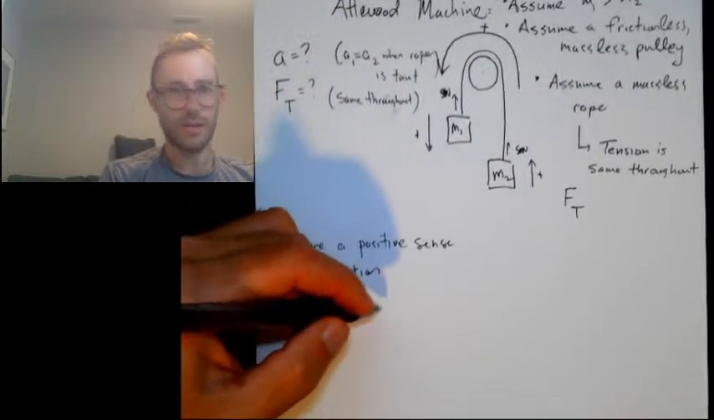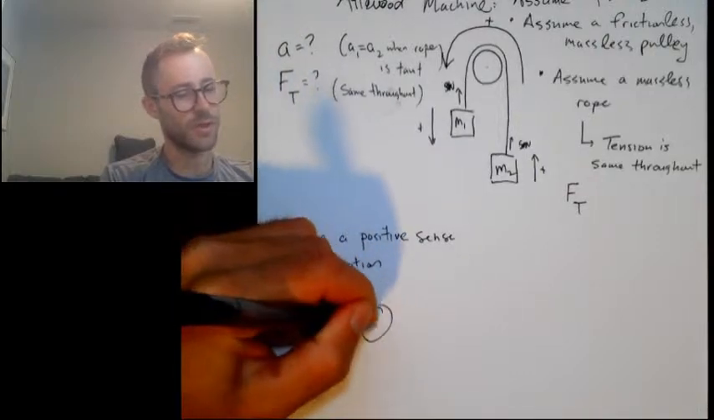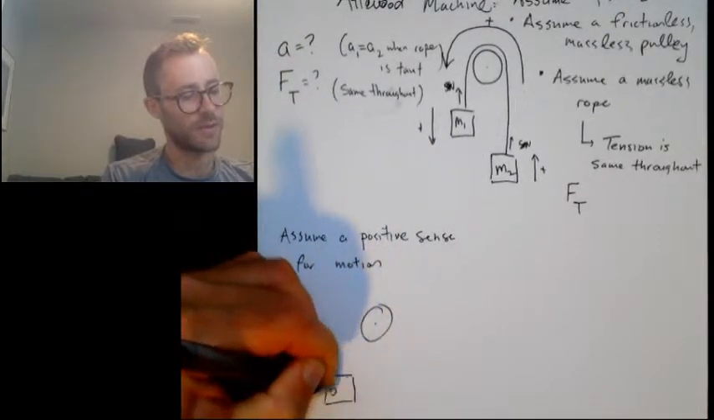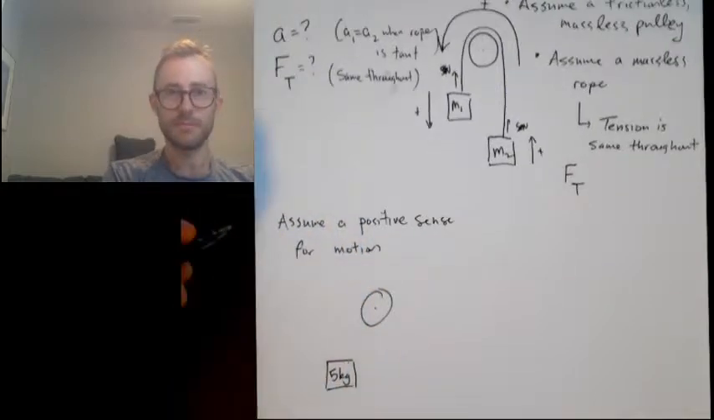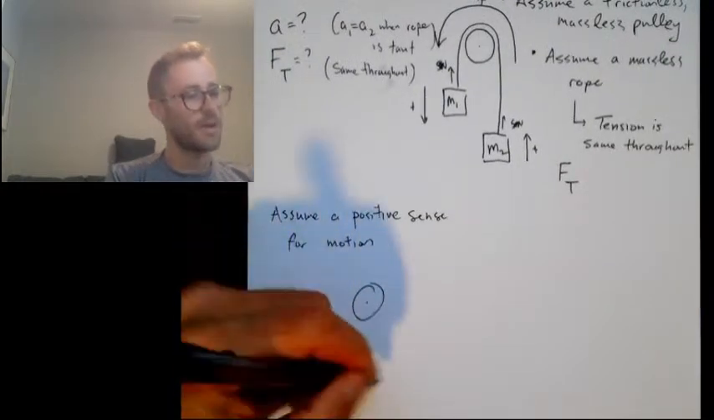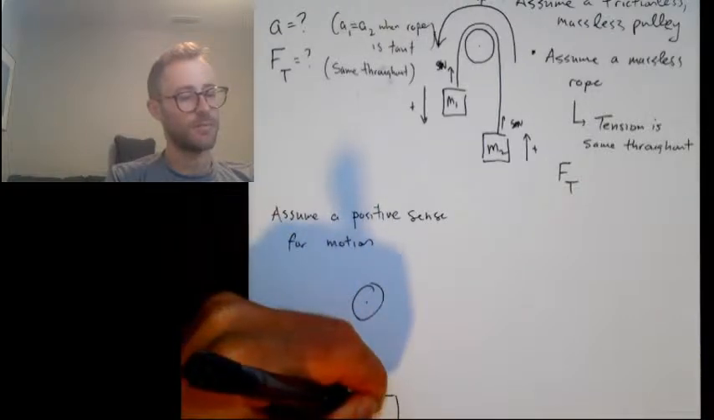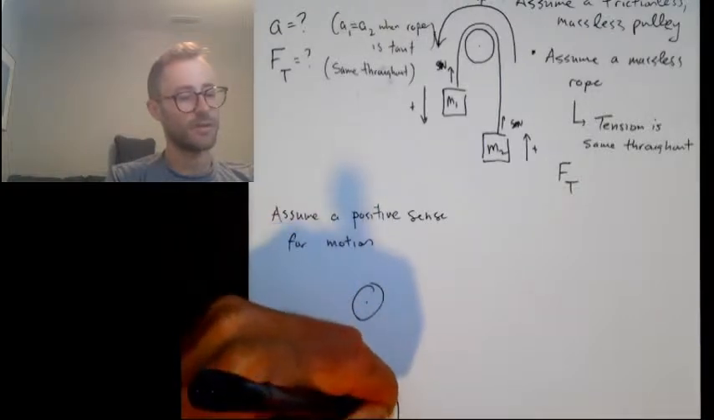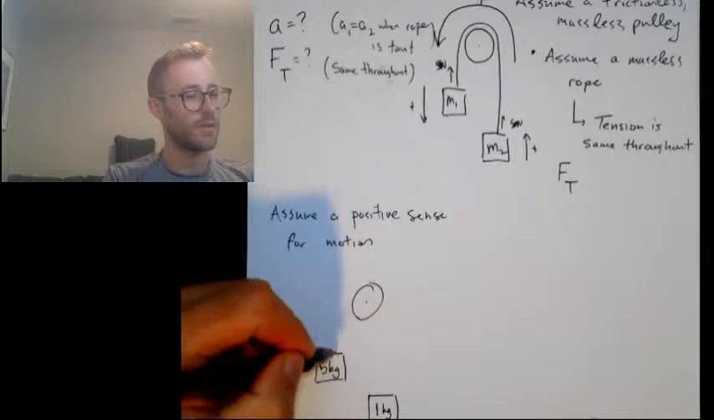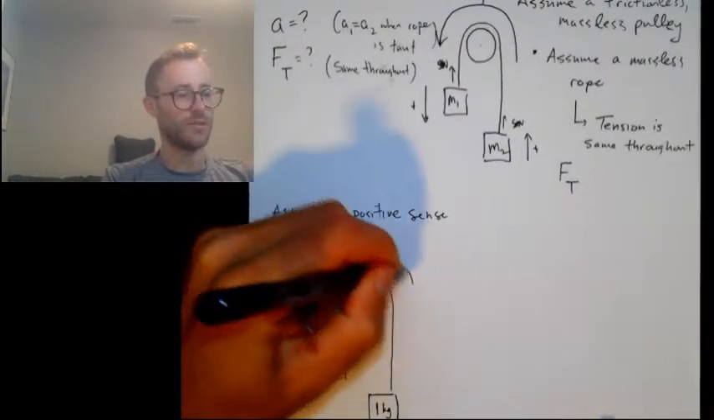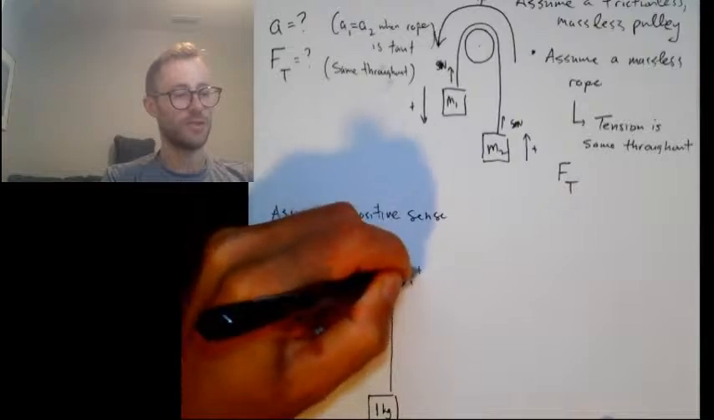So let's go ahead and choose some specific numbers. I'm going to draw an Atwood machine. Let's say that this is 5 kilograms. And let's say that this is 1 kilogram. All right, and they're connected by this rope that goes over the top. And I'm going to choose this to be the positive sense.